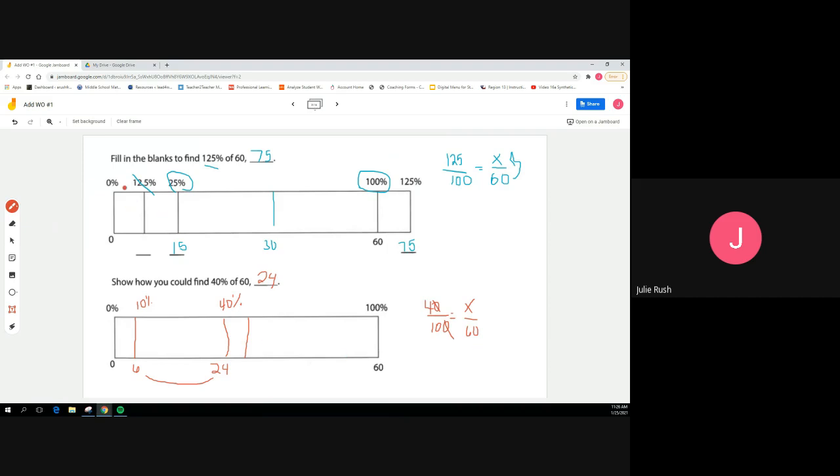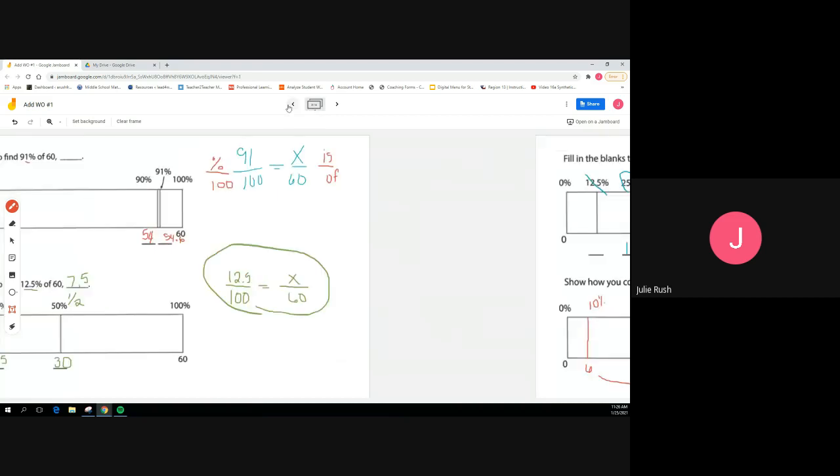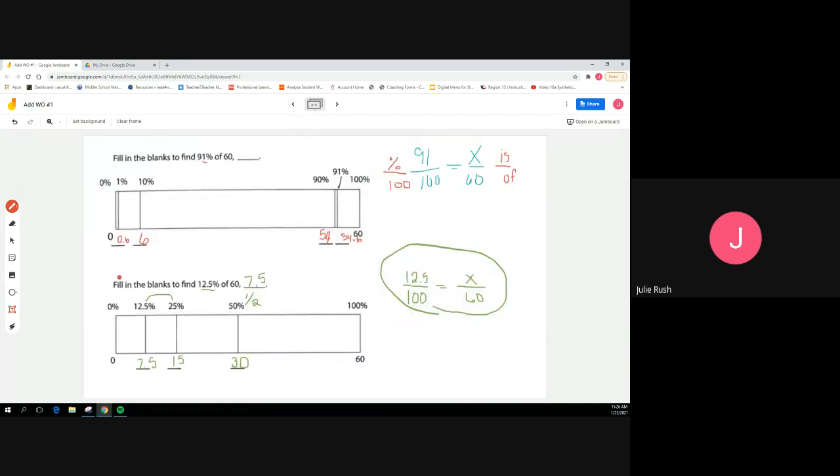You can maybe even expect to see something like this in a question on the STAR test or on a test in class. So the expectation is that this is a strategy that you can use. You don't have to use it all the time, but it is one that you need to be able to recognize and be able to use and talk about in an answer or in a question.